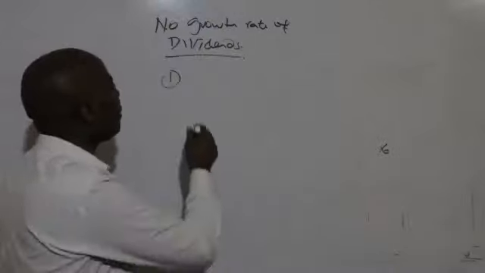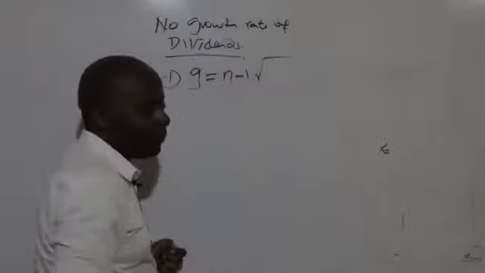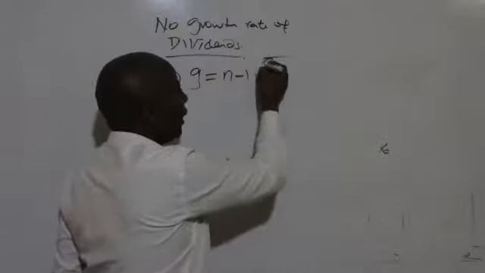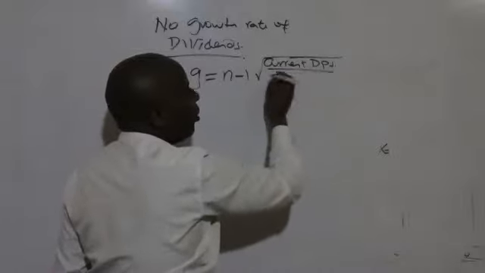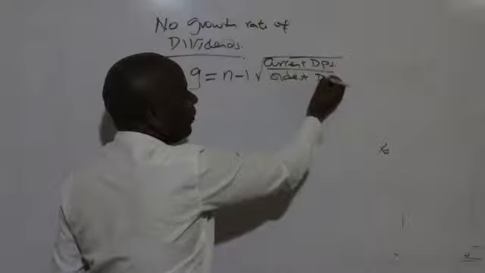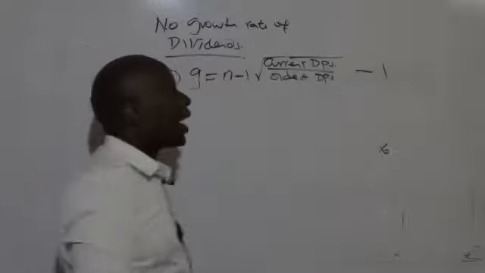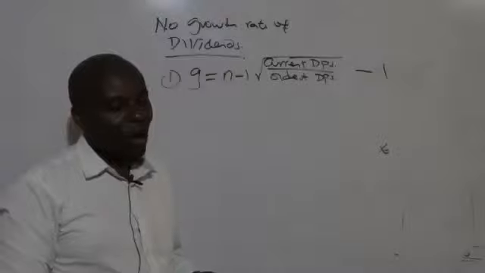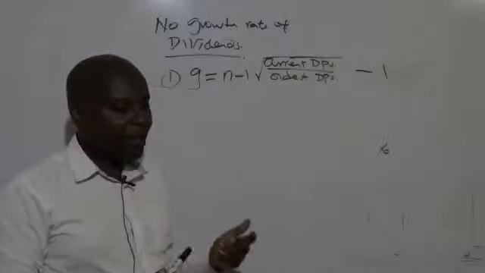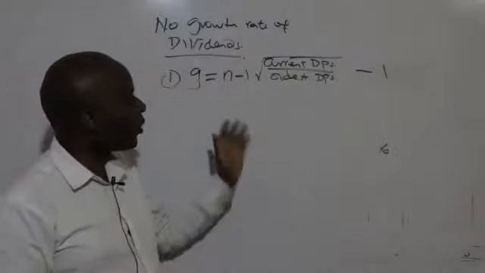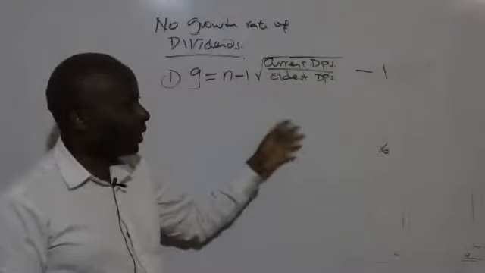One of the ways, I want to believe you still remember this, is that our G will be equal to n minus 1 into the root of the current DPS over the oldest DPS, and then at the end of the day, we'll subtract 1. Remember, N stands for number of years. So G equals N minus 1 root of current dividends over oldest dividends, minus 1.